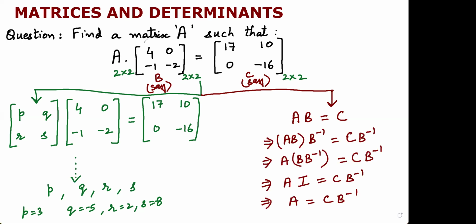So this is a 2 by 2 matrix, 4, -1, 0, -2. And B inverse, as always, for any matrix, is equal to 1 over determinant B into adjoint of B. Right. So these are the two ways to solve this matrix question, and the answers obviously should be matching.